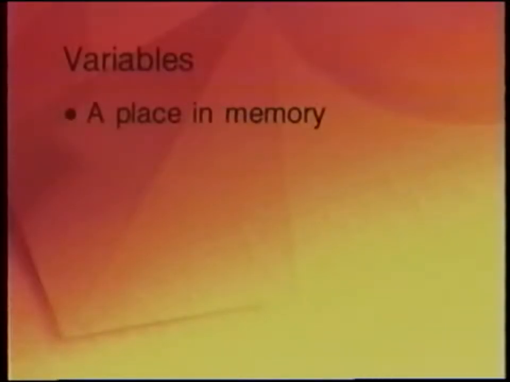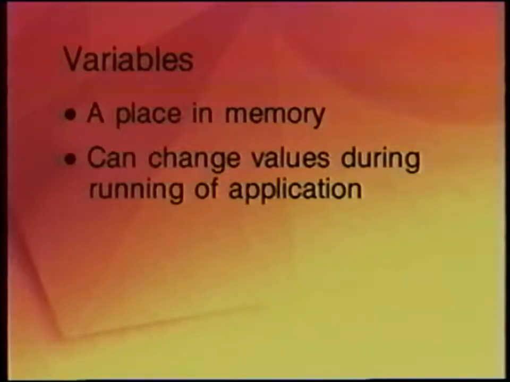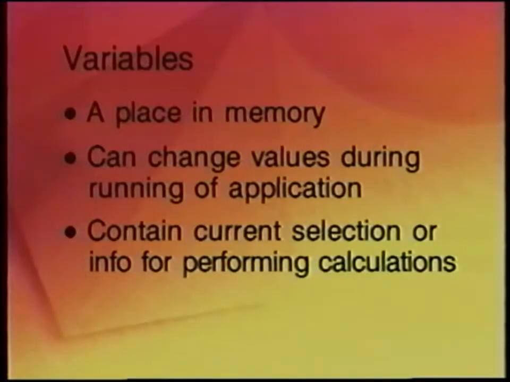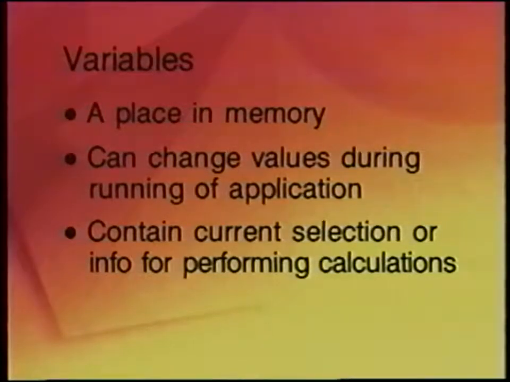In this lesson, you'll learn about using variables to control Paradox, how to use the debugger, and some programming constructs. A variable is a place in memory where you can store data temporarily. As the name indicates, variables can change values many times during the use of an application. They can contain a user's current selection, information on performing calculations, or any information you need to track.